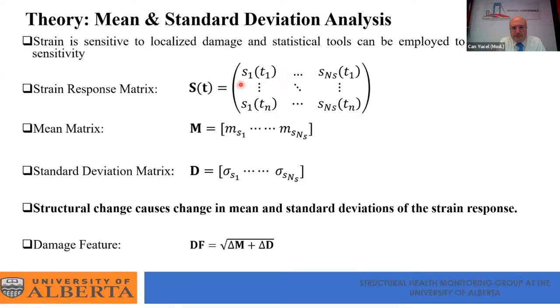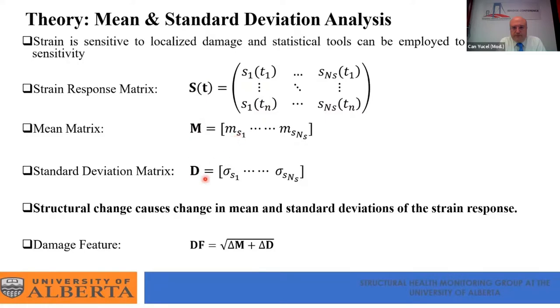For example, after a passage of a train over a bridge, we get a strain response matrix, ST, as shown here. Here, capital NS is the number of sensors, which in this case is the number of strain gauges in the bridge, and small n is the total number of data points from each sensor. From this matrix, a mean matrix and a standard deviation matrix are constructed.